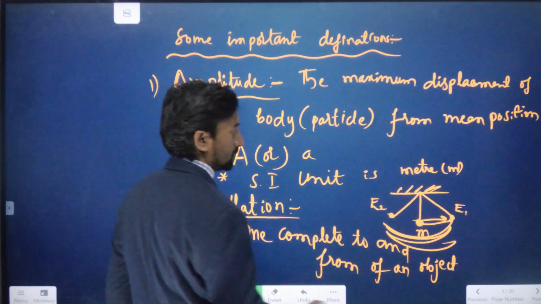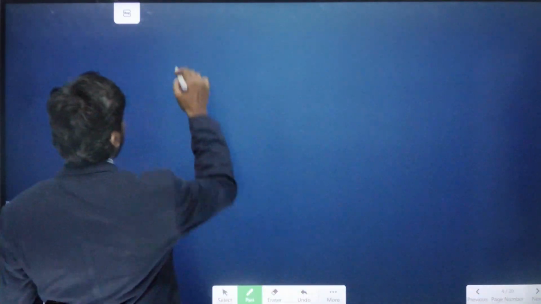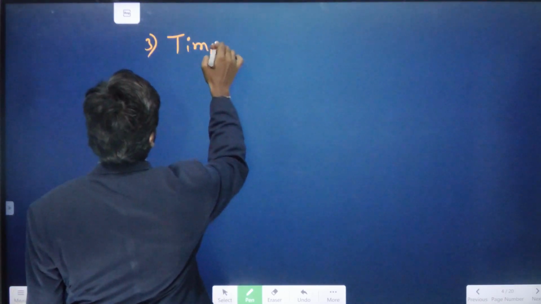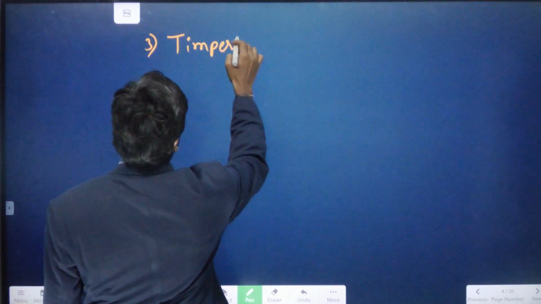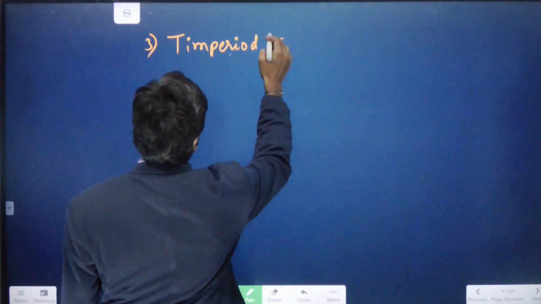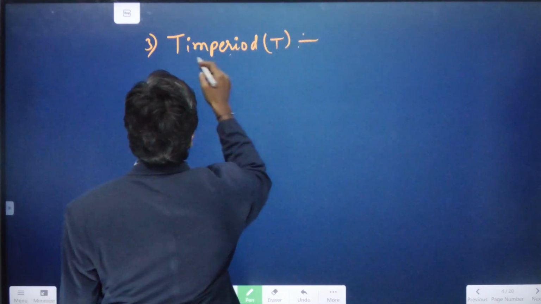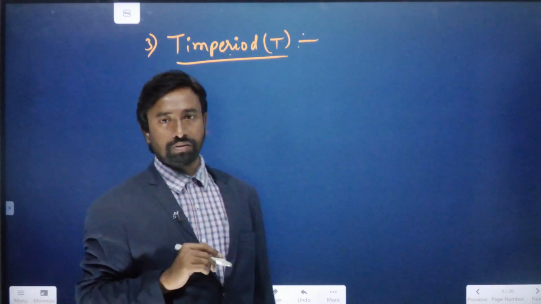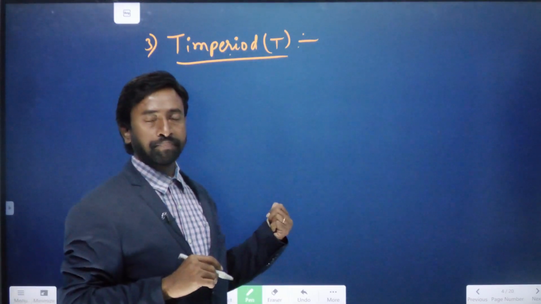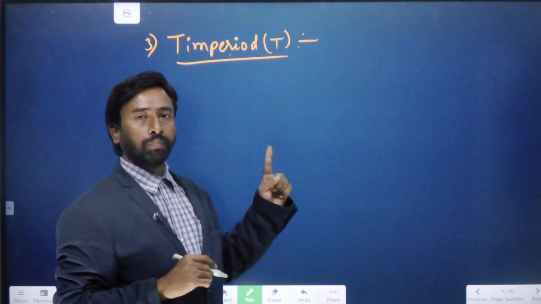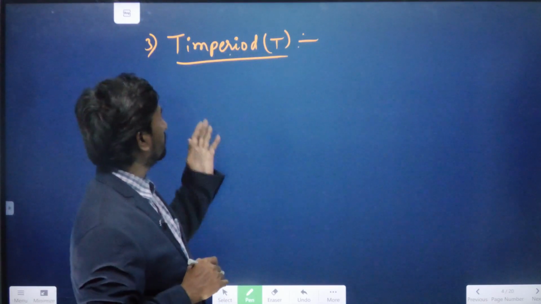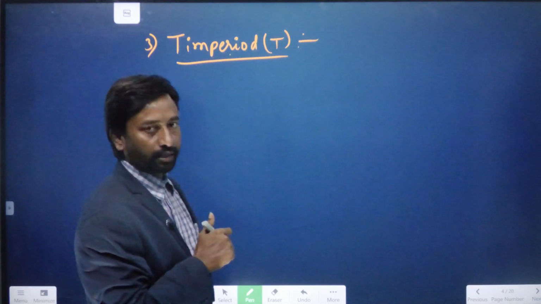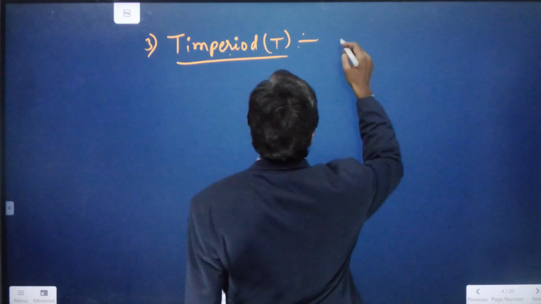The next one we need to understand is time period. The third one is time period. It is denoted by capital T. Time period is the time taken by the particle to complete one oscillation. We have seen that oscillation is one complete to and fro motion of a body. The time taken to complete that one oscillation is called the time period.